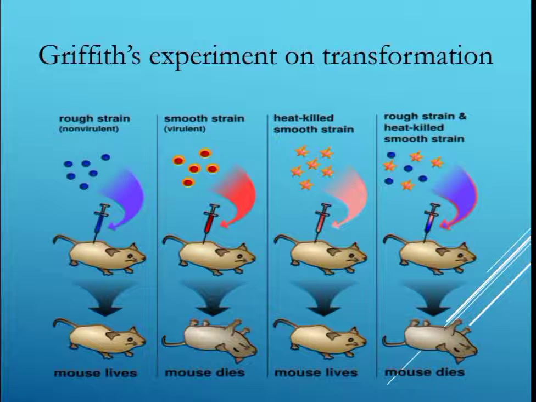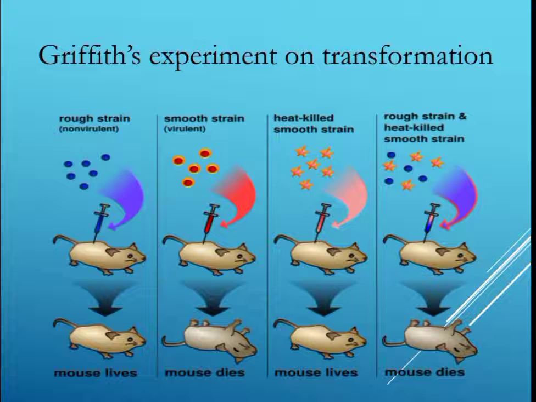Now, we will be studying the transforming principle, as there was the search for genetic material. Okay. Now, Frederick Griffith in the year 1928 carried out a series of experiments with Streptococcus pneumoniae. Streptococcus pneumoniae is a bacterium that causes pneumonia.